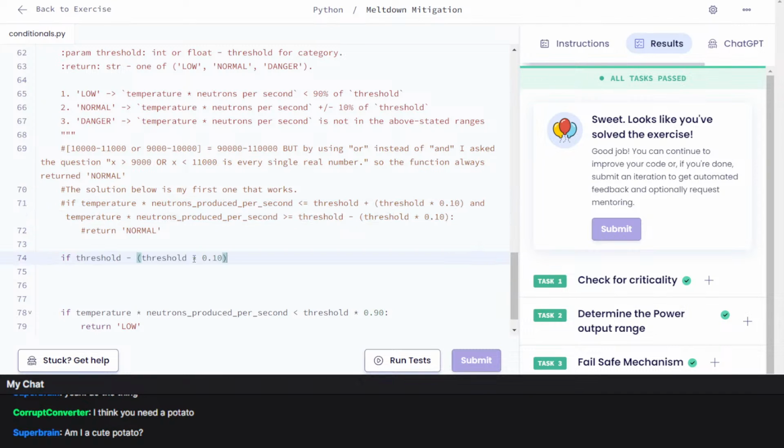Superbrain says, am I a cute potato? Yes, very cute. The cutest potato.